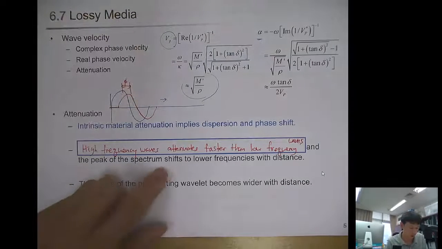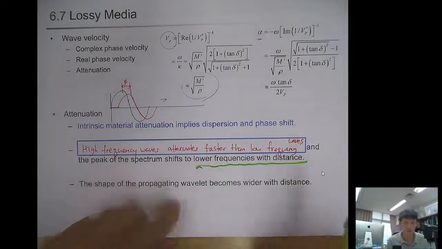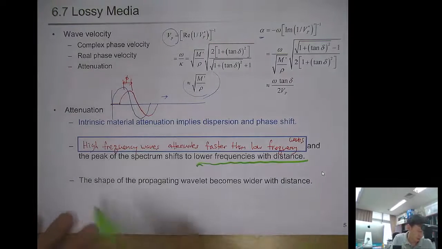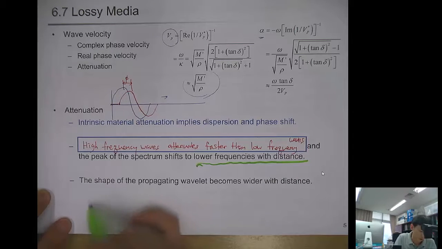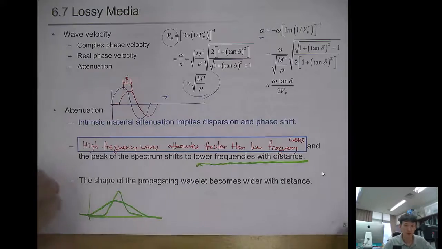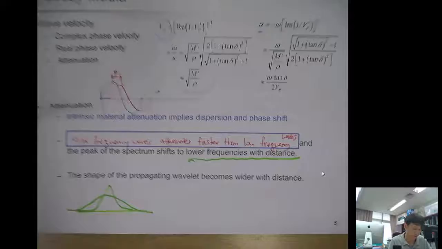And the peak of the spectrum shifts to lower frequency with distance. That's because the high frequency dies faster than the low frequency content. The shape of the propagating wavelet becomes wider with distance. So let's say that in the frequency content it was like this, but as it propagates, it becomes like this. So the frequency content also gets wider.